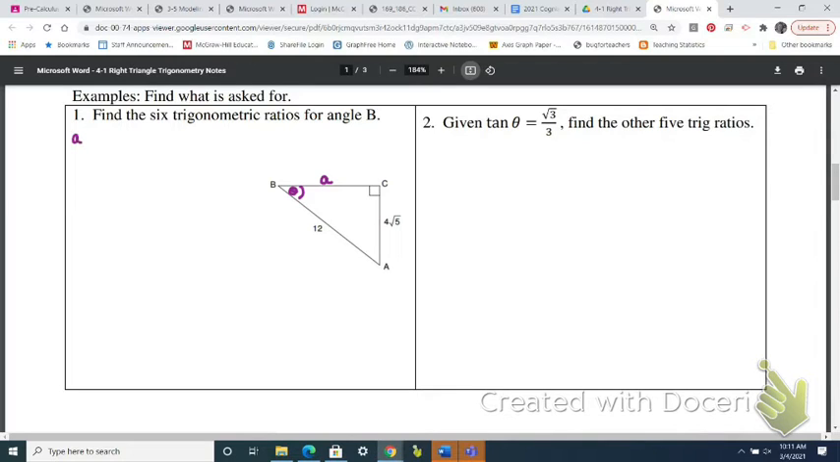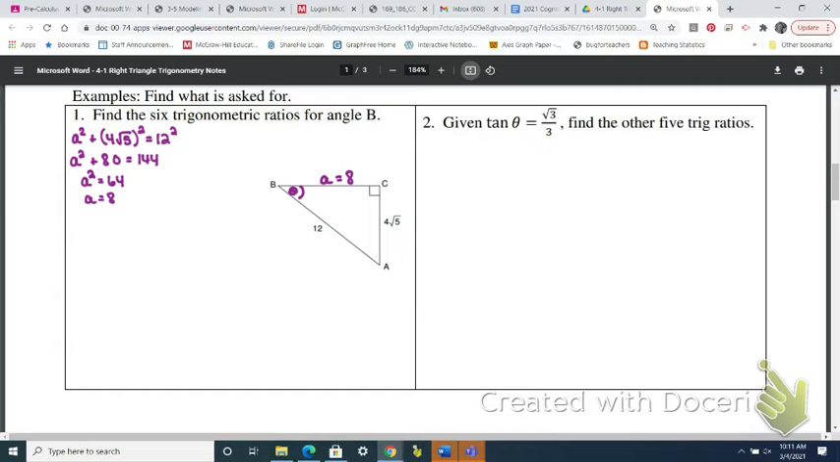So it's going to be a squared plus 4 square roots of 5, squared, equals 12 squared. So when I square things up, I get this. Subtract 80 from both sides. And the square root of 64 is 8. And since we're talking about the length of a line, I don't have to worry about it being -8 because the length cannot be negative.